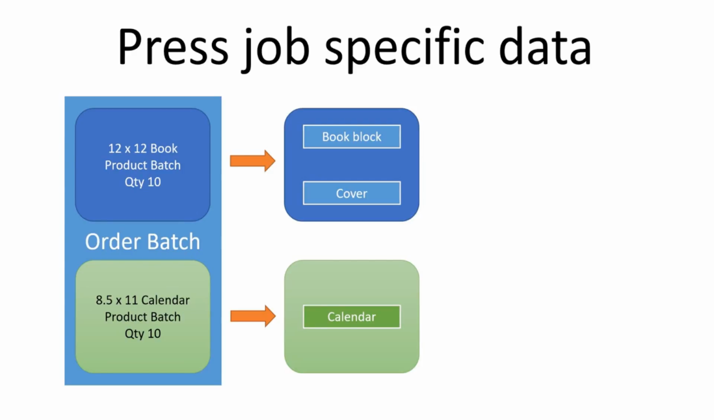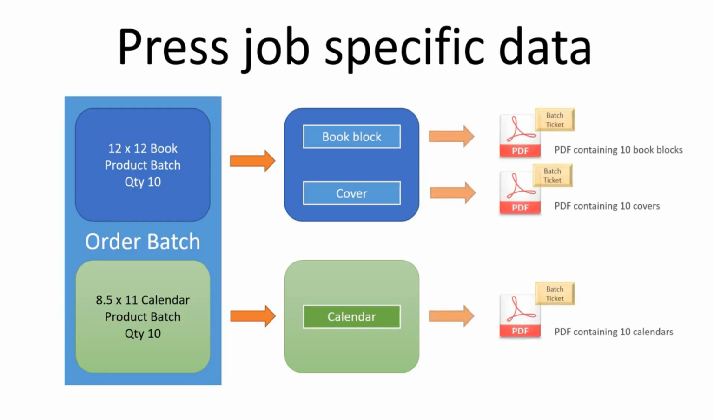We should end up with 3 press jobs and 3 batch tickets. Our first press job will consist of 10 book blocks. Our second press job will consist of 10 covers, and our third press job will consist of 10 calendars. Each of these press jobs will have their own batch ticket, and each batch ticket will likely have identical information specific to the batch as a whole, depending upon how that batch ticket was built.